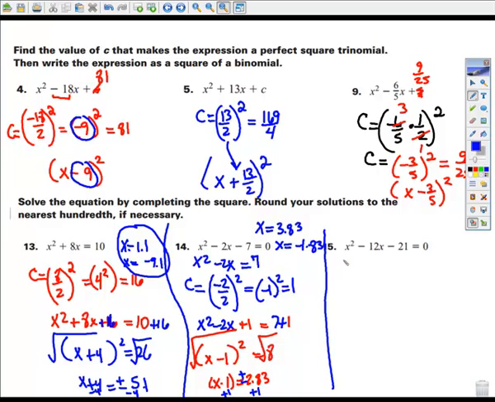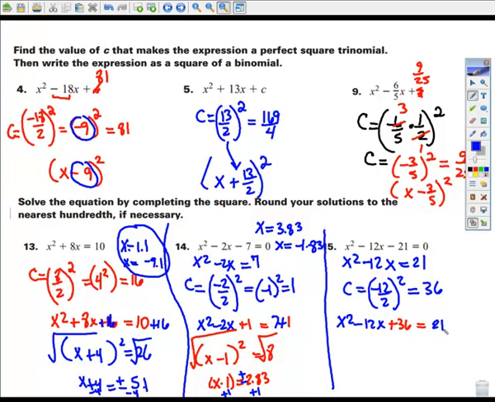Okay, here again I'll add 21, so x squared minus 12x equals 21. C equals negative 12 over 2 squared, which is negative 6 squared, or positive 36. So it's x squared minus 12x plus 36 equals 21 plus 36. This becomes x minus 6 squared equals 57.